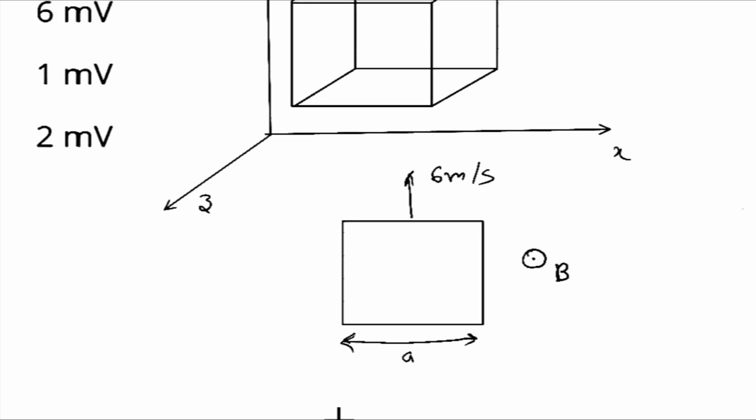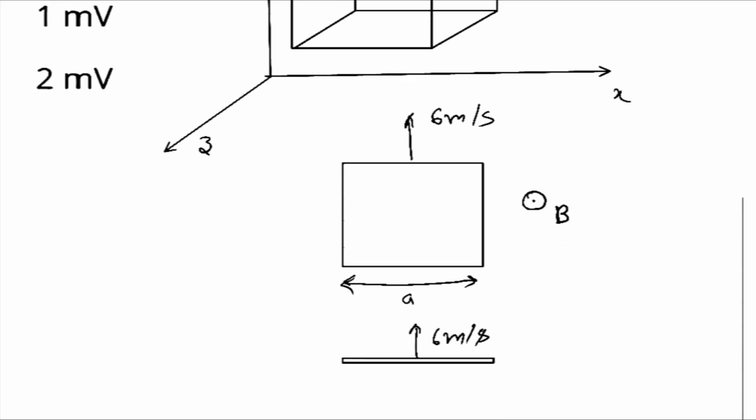We only need the length perpendicular to the velocity for the induced EMF, that too motional induced EMF. So let's draw it like this. Now it became a rod which is moving with velocity 6 meter per second in this direction. Since this length is along the velocity, there won't be any induced EMF along this length, and along the height also. So now you can do it very simply.